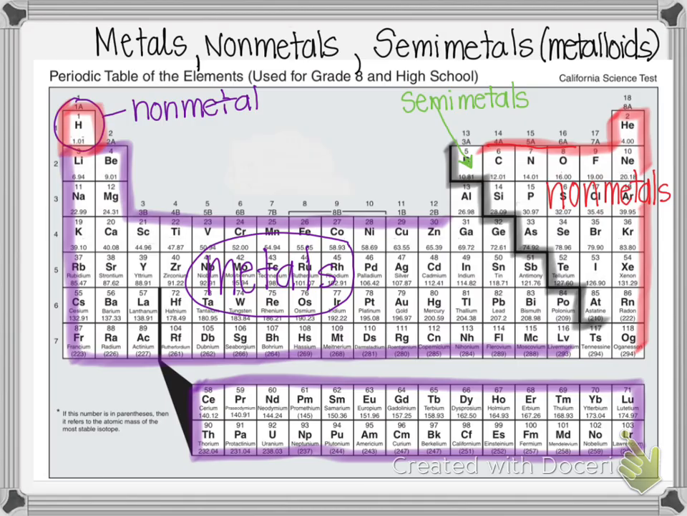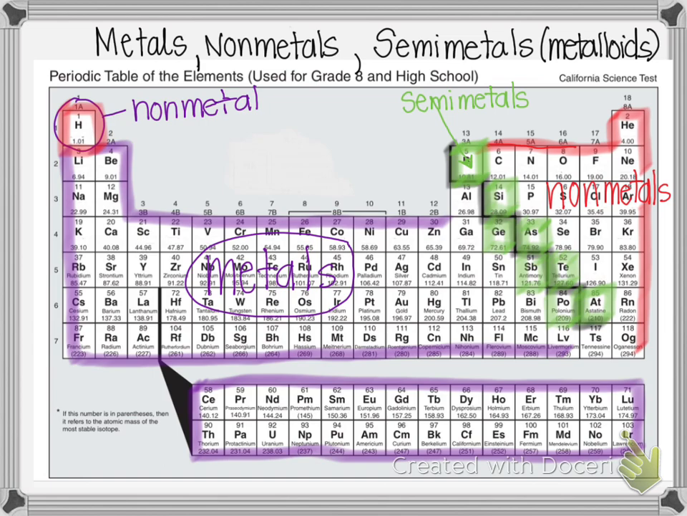Okay, so semi-metals include boron. Now, not aluminum, because aluminum has properties of a metal. But then it goes on either side. So silicon, germanium, arsenic, antimony, and then tellurium here, polonium. And your book includes astatine. Some books don't, and it's okay. Again, I'm going to go with what your book is doing.